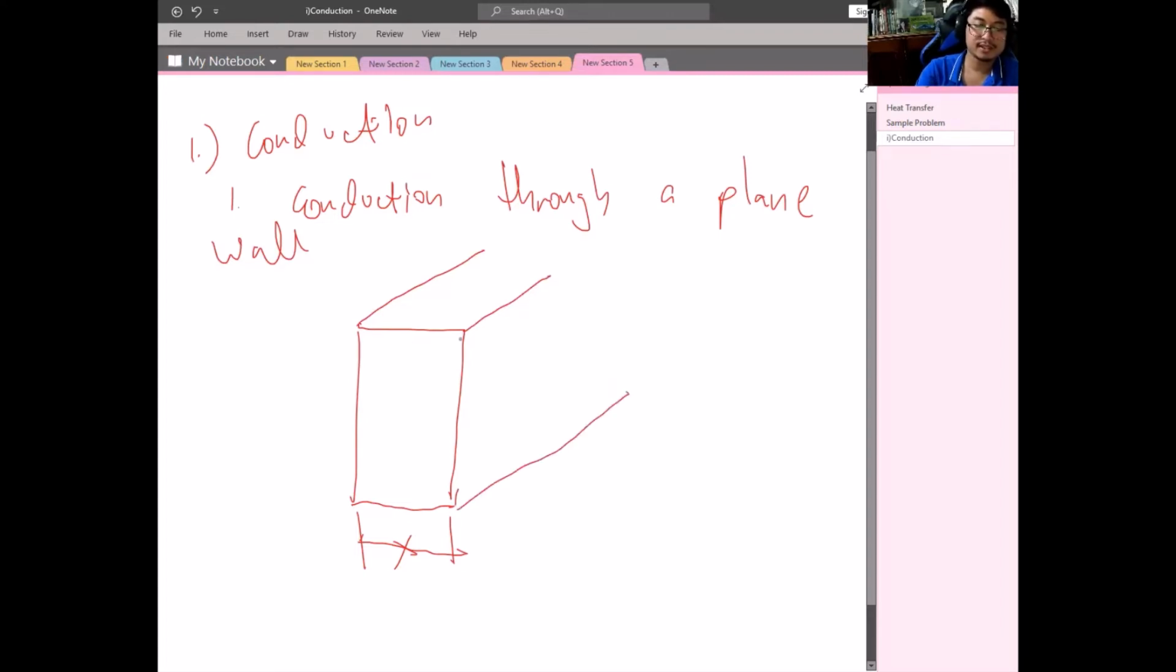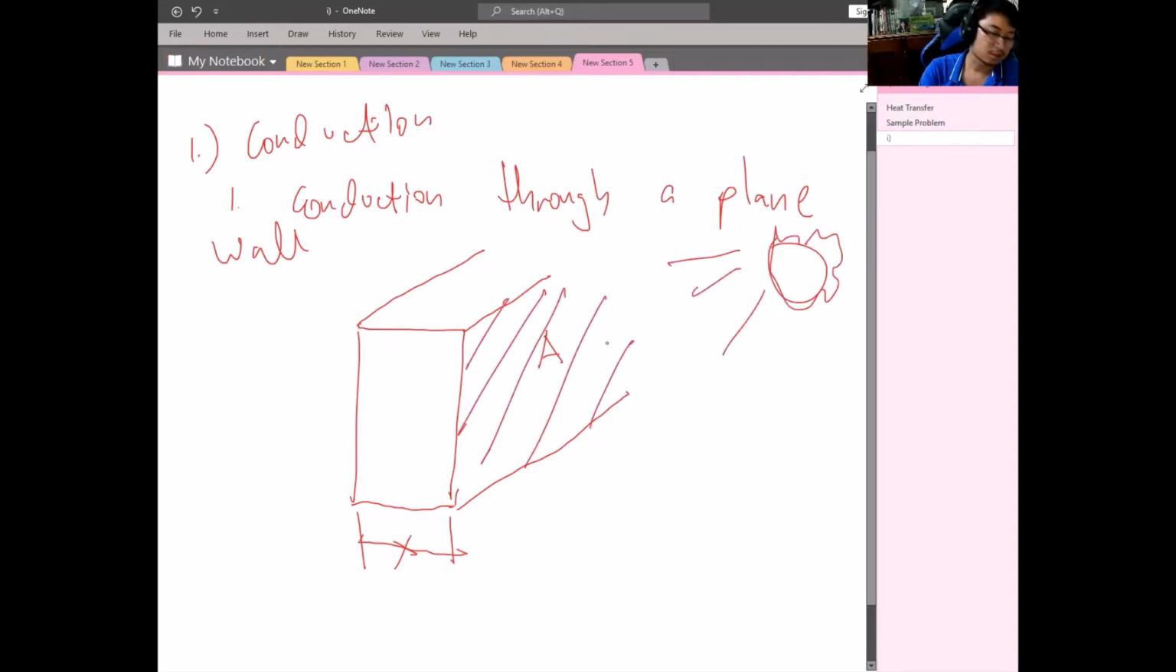So, this is the area. Or let's say, the cross-sectional area of that wall or the exposed area of the wall. O kung sabihin natin may araw, ito yung area na sinisinagan, no? So let's say ito yung sun. So ito yung area na sinisinagan.